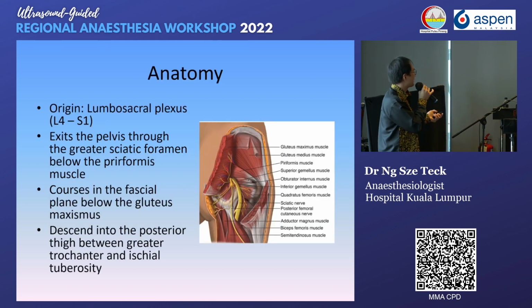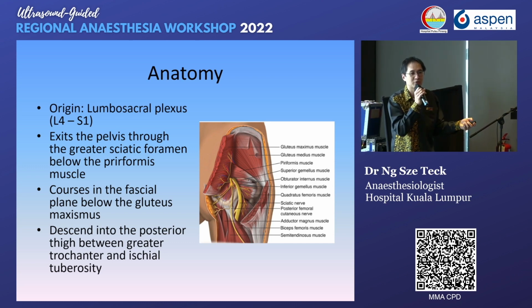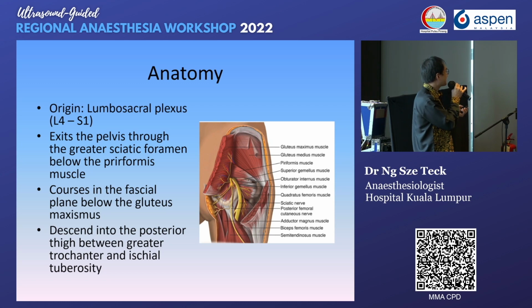The sciatic nerve originates from the lumbosacral plexus, L4 to S1. It exits the pelvis through the greater sciatic foramen below the piriformis muscle. It courses in the fascial plane below the gluteus maximus and descends into the posterior thigh between the greater trochanter and ischial tuberosity. Why do we need to know this?